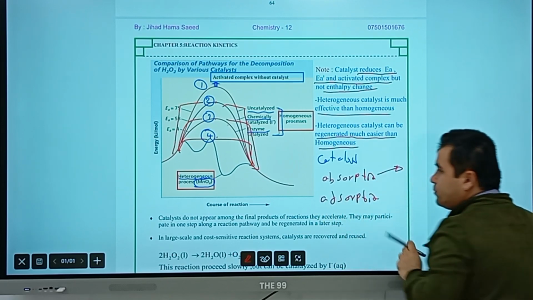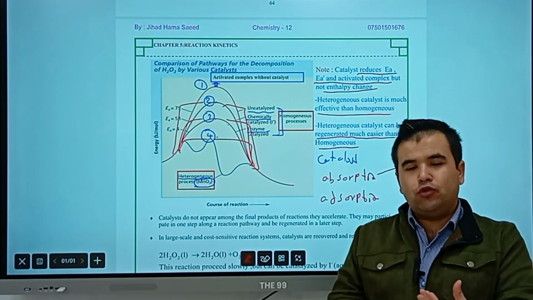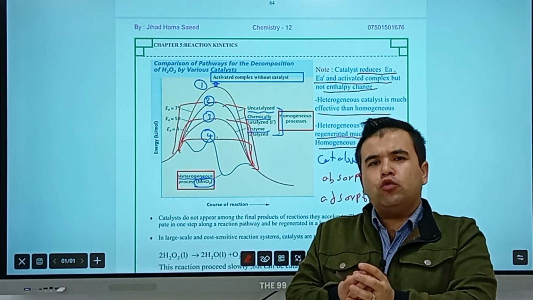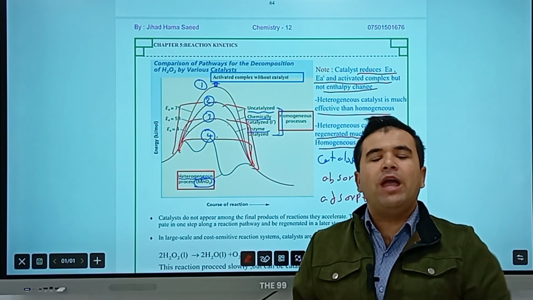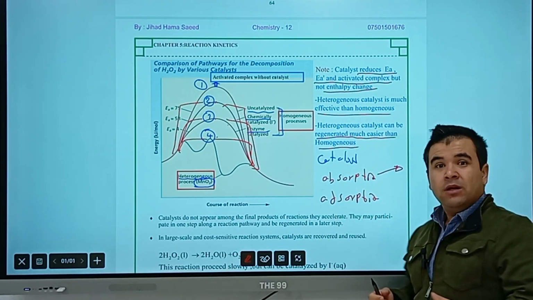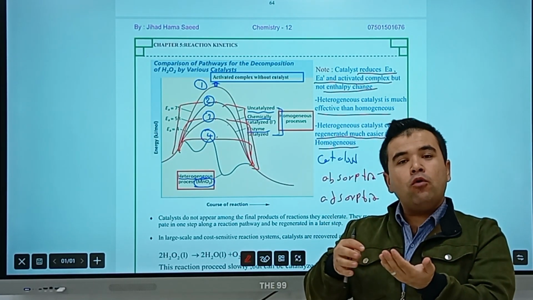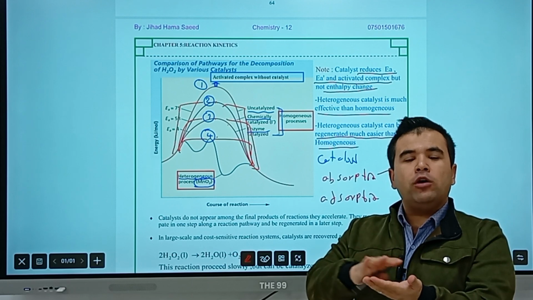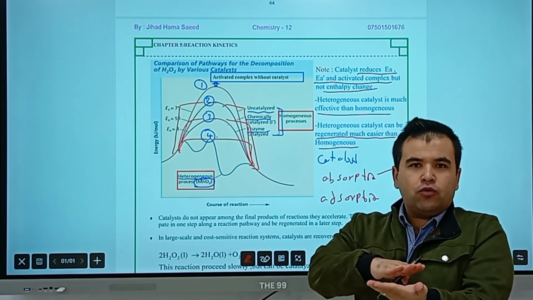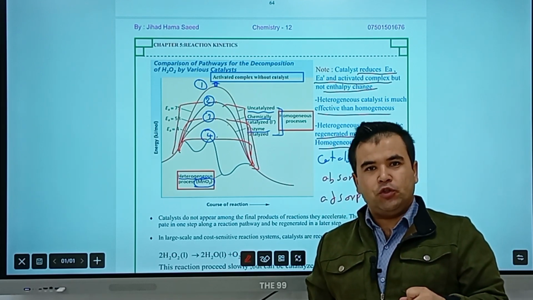An example for absorption: when we pour droplets of water on a tissue, the tissue is going to absorb all the water and chemically react with the water. But adsorption is a reaction on the surface, like when we pour droplets of water on a paper, the paper is not going to absorb it. It's just going to react on the surface with the water. That's the example of adsorption.